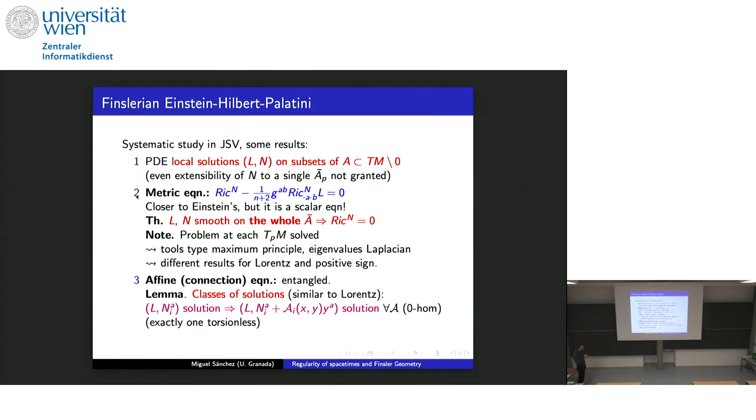If we consider the affine equation, that is the equation obtained by varying the nonlinear connection, then this has an entangled expression, but some nice properties. The first property is that, as in the Lorentz case, we have some classes of solutions, in the sense that if we have a solution, then we can essentially add a one-form, and then we will have another solution. And in each class of solutions obtained in this way, we have only one with no torsion.